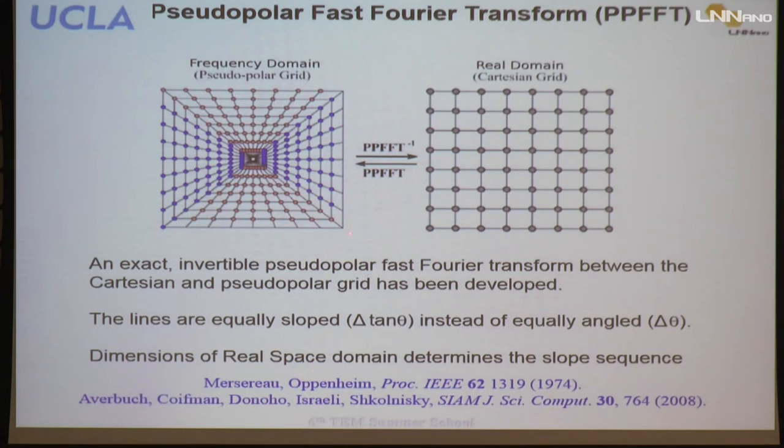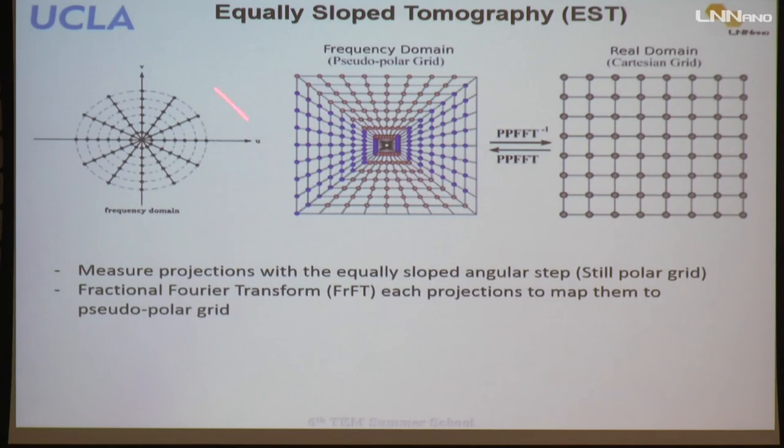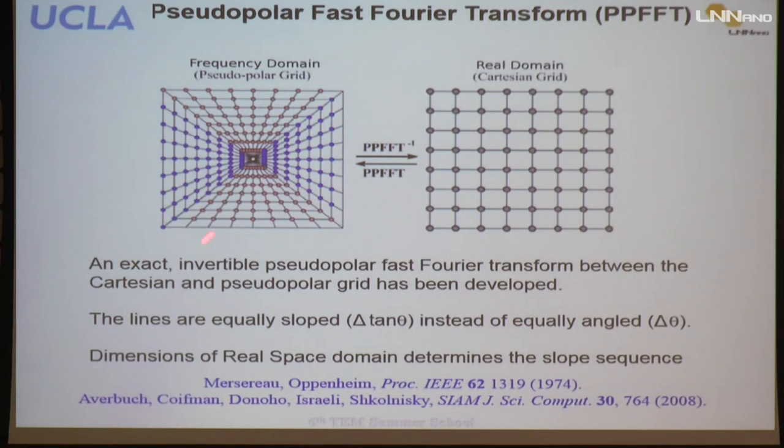So some mathematicians actually developed this pseudo-polar fast transform. So rather than just a polar grid, this is a polar grid. Rather than this polar grid, we can define something similar to polar. It looks like this measures projections line by line, but slightly different. You can see the distance between these two.